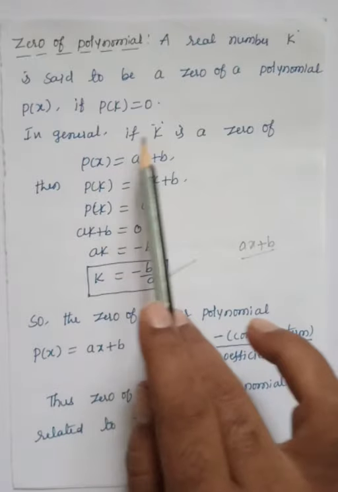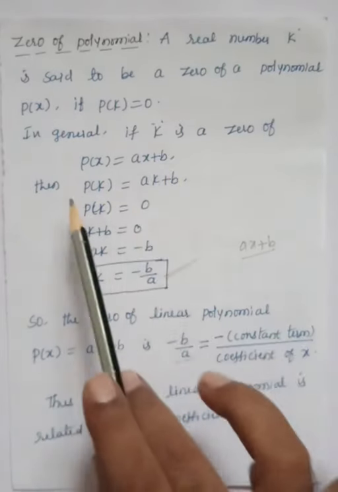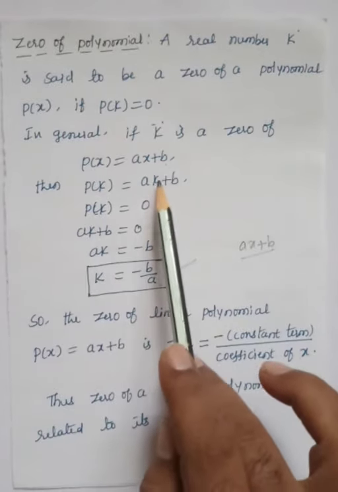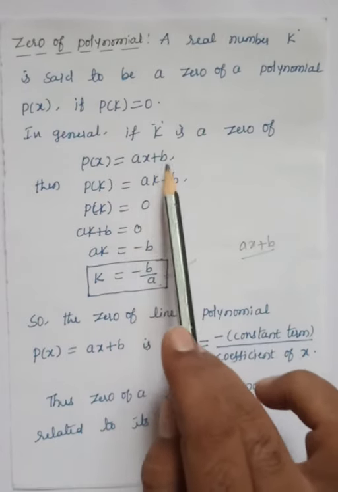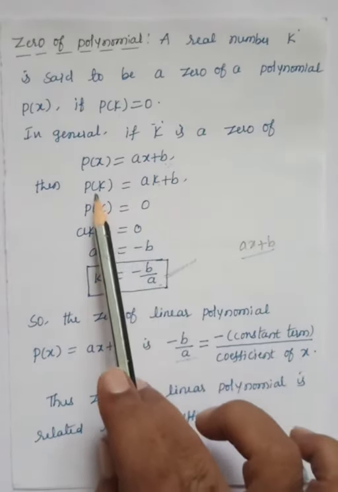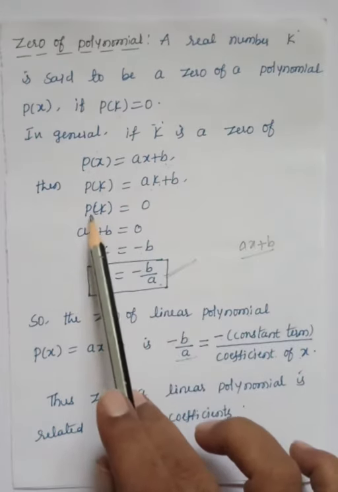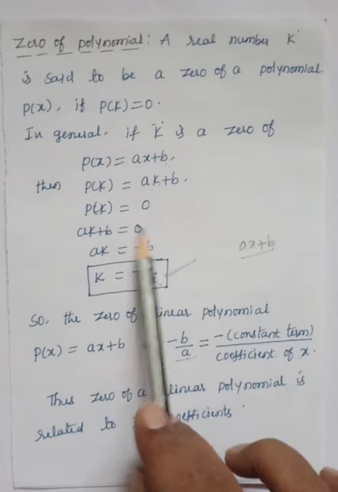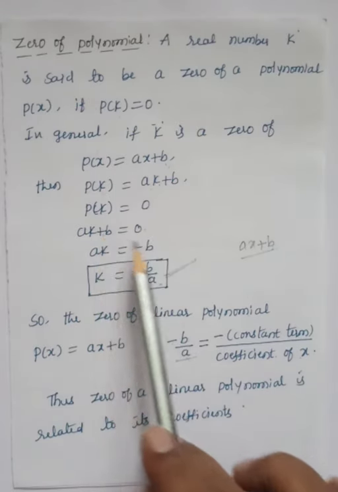In general, if k is a zero of p of x is equal to ax plus b, then p of k is equal to ak plus b, because you have to replace x by k. This is a linear polynomial. Okay, p of k is equal to ak plus b. Substitute p of k is equal to 0. That is nothing but ak plus b is equal to 0. ak plus b is equal to 0. ak is equal to, transpose b to RHS.